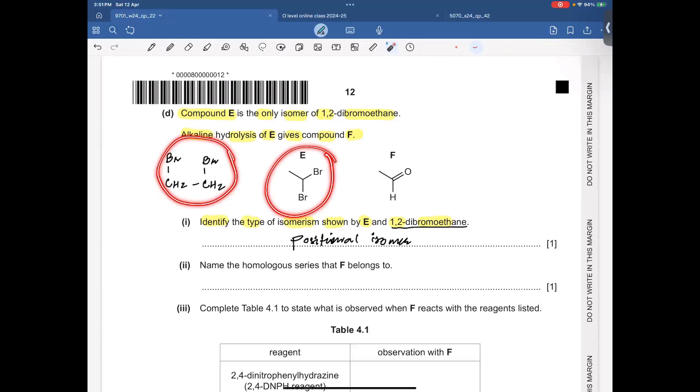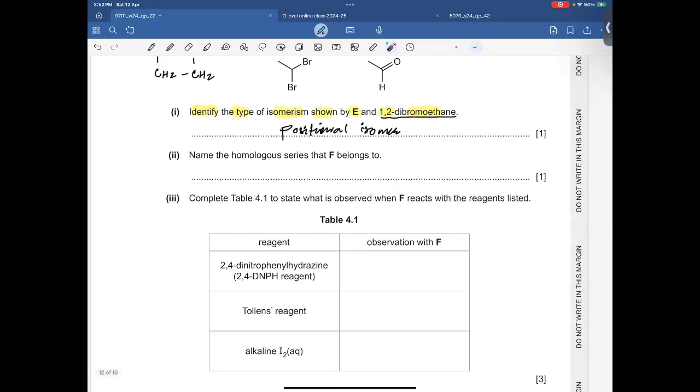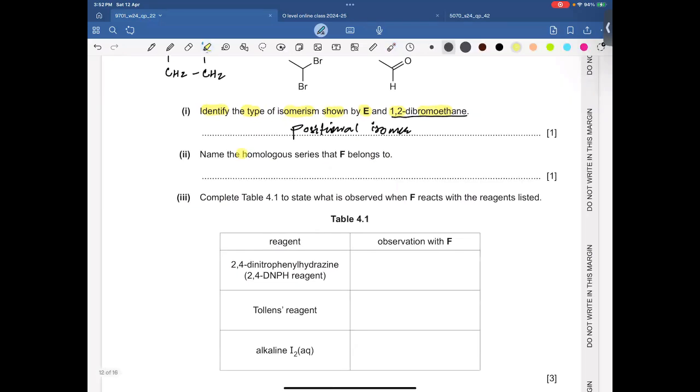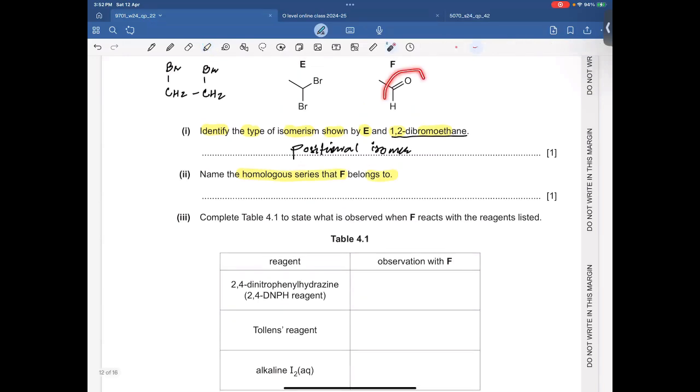So you can write structural isomer instead of positional isomer, but क्योंकि मैंने आपको बहुत डिटेल से आइसोमेरिज्म पढ़ाया है, तो आपको पोजिशनल आइसोमर लिखना चाहिए, because position of functional groups are changed. Why? Because इस कार्बन के साथ एक ब्रोमीन है, इस कार्बन के साथ एक ब्रोमीन, but look at this structure, इसमें एक ही कार्बन के साथ 2 ब्रोमीन है, तो position of functional group change हो गया. Name the homologous series that F belongs to. F is basically an aldehyde because it has the functional group of aldehyde.